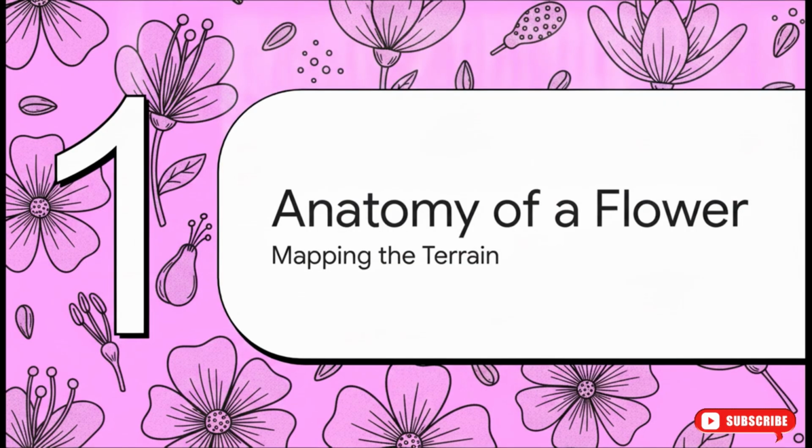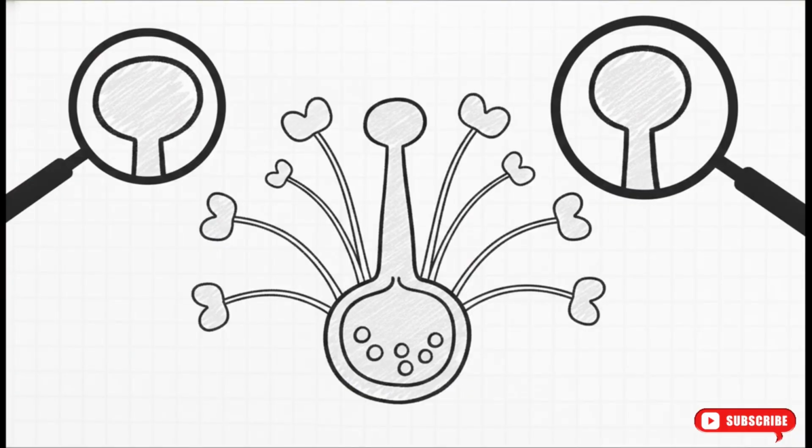Let's map the terrain. Okay, so let's start with the flower itself. We usually just think of them as nice decorations, right? But biologically speaking, the flower is the plant's actual reproductive organ, completely engineered to ensure the survival of its species. To set the stage, we really need to distinctly separate the male parts, which make the pollen, from the female parts, which house the egg.